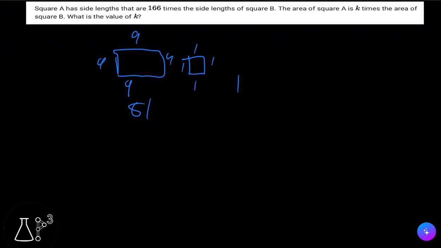So now that we understand how that works, all I have to do for this type of question is multiply 166 times 166 to figure out how many times greater square A is than square B, because the ratio is always going to be the same. Square A is 166 times the length of square B, regardless if the number is 1, 2, 3, 4. Any number, it's always going to be k times greater than square B, or k times the area.